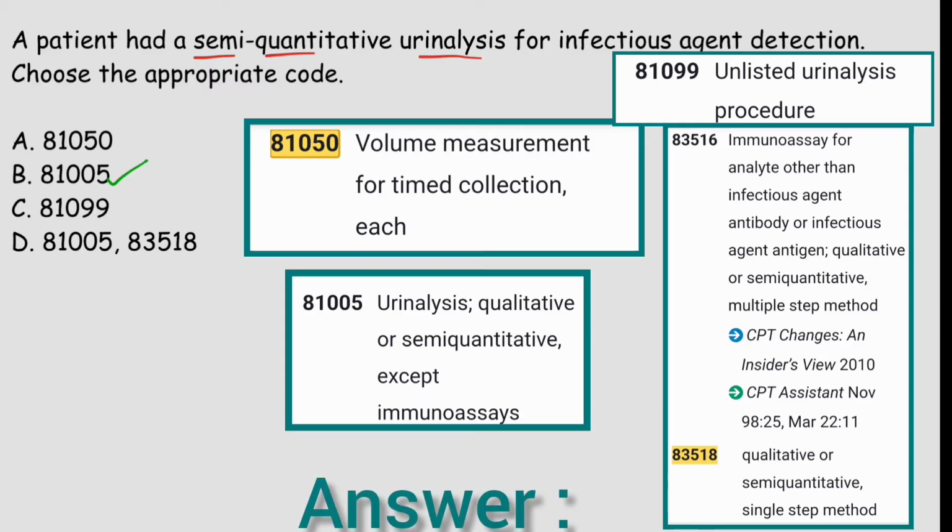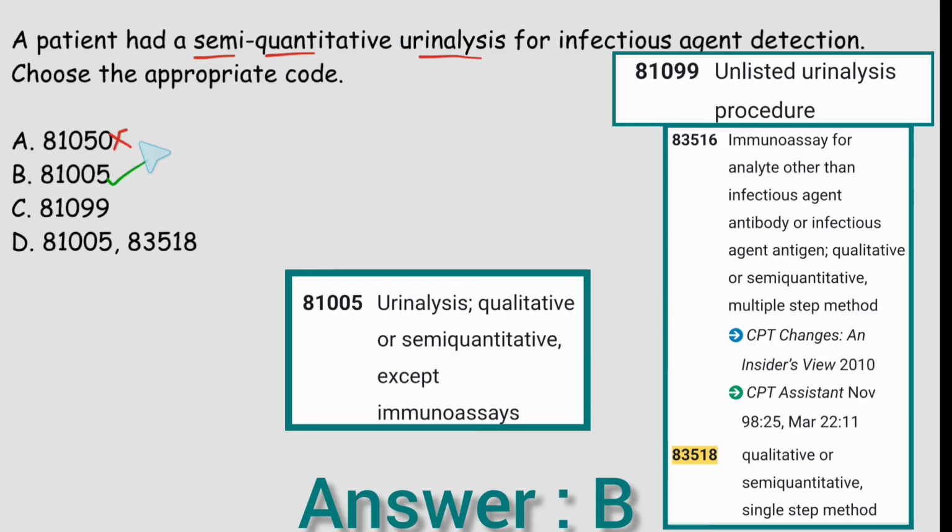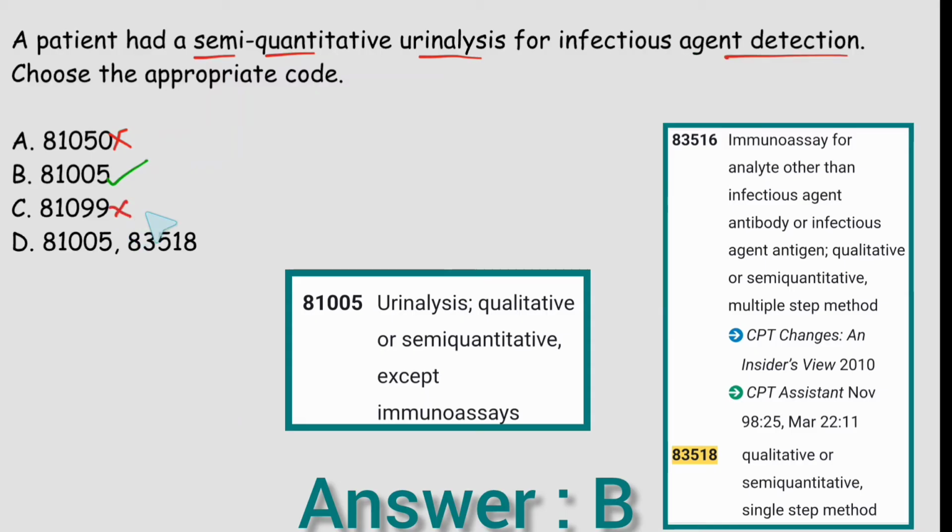Okay, we'll eliminate option A because that is for volume measurement for time collection. In the scenario, they have not mentioned anything as such. So eliminate option A. We'll eliminate option C, 81099, because that is for unlisted urinalysis procedure. That is wrong. And option D, 81005, is the right code.